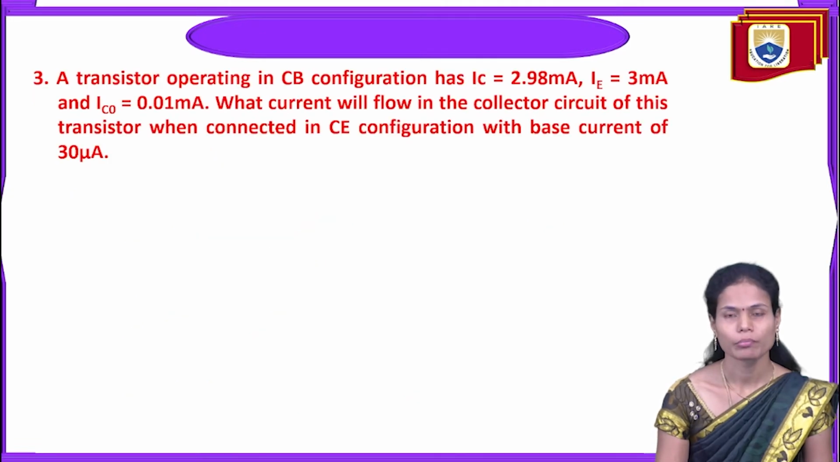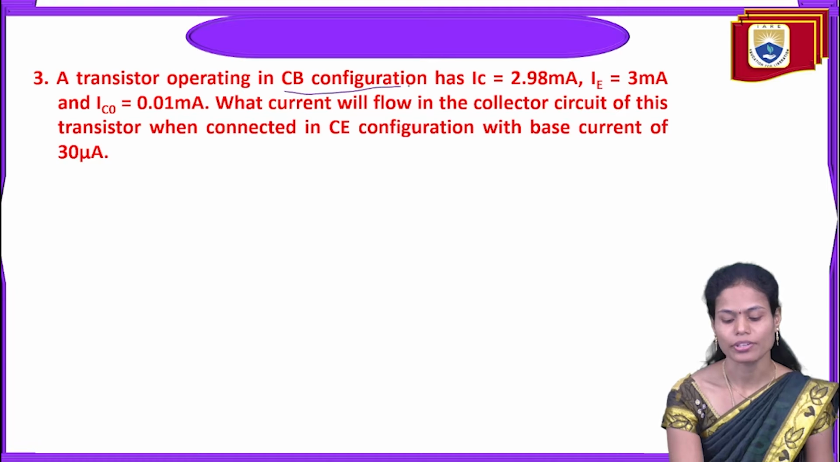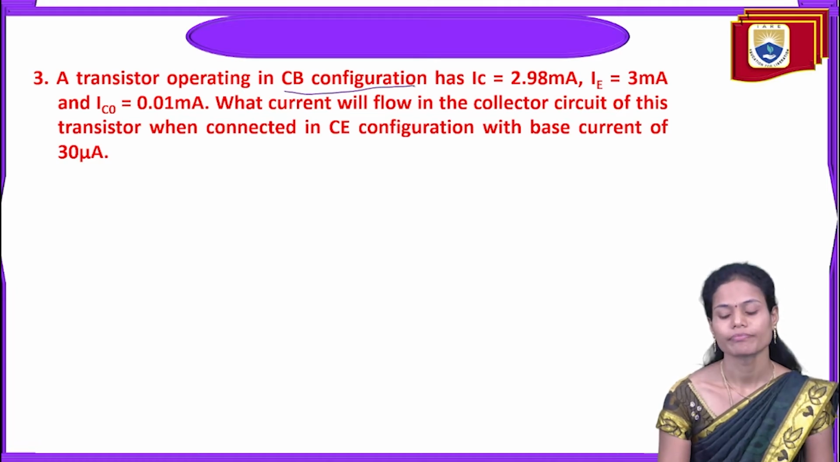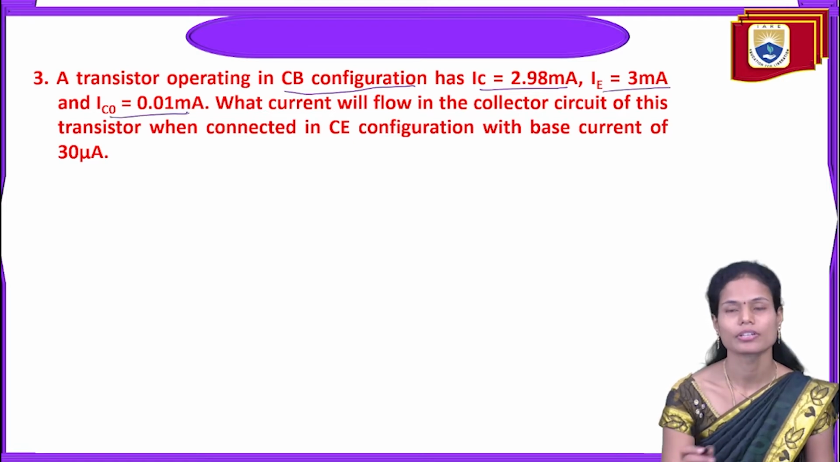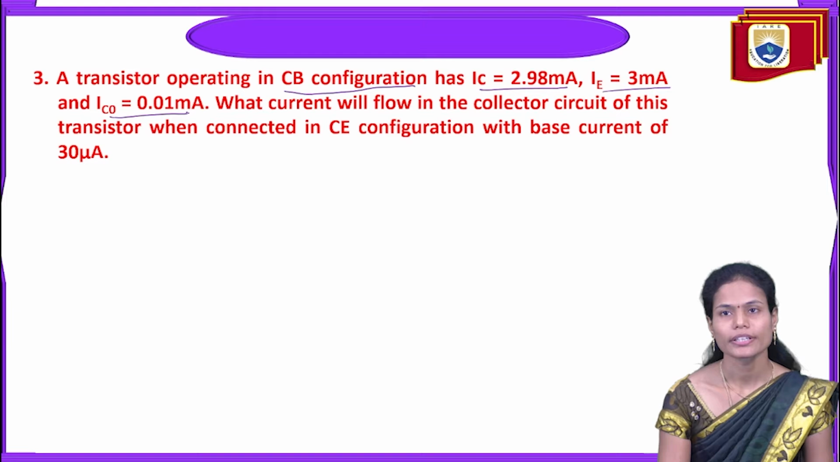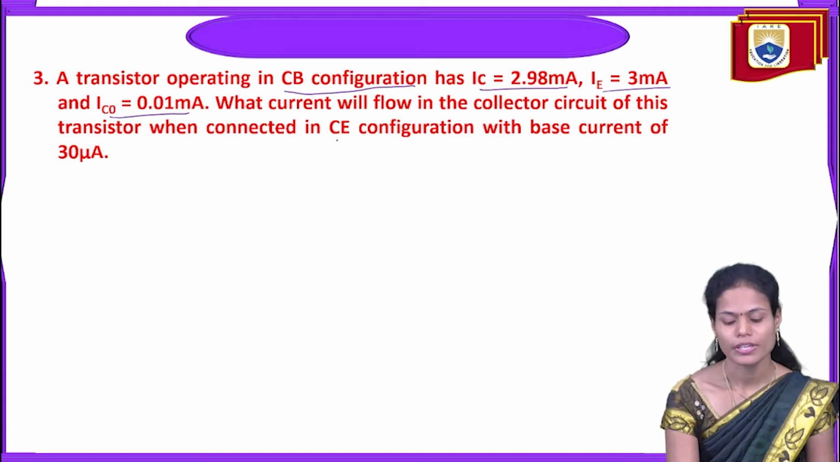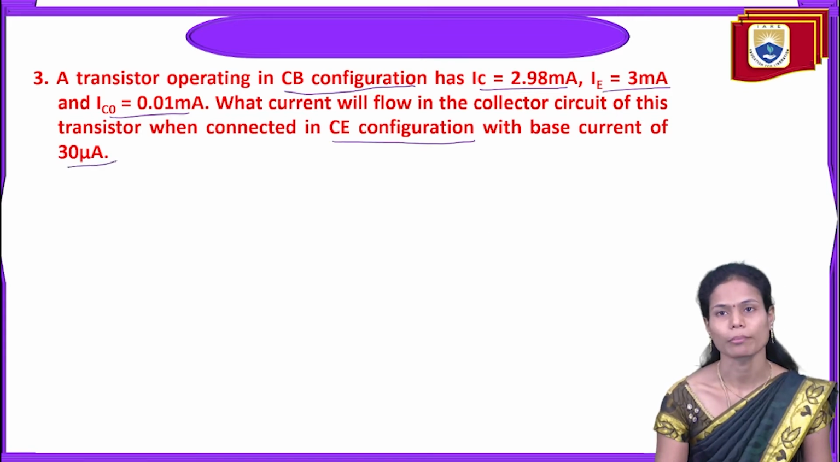And the third problem belongs to the common base configuration. So here the collector current value, the emitter current value, and the leakage current are given. What current will flow in the collector circuit of the transistor when connected in CE configuration with a base current of 30 microamperes?